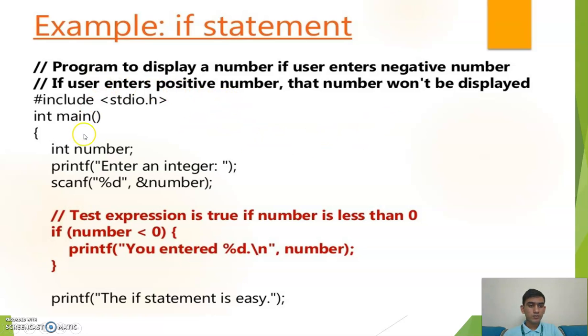See, this is the program to display a number if the user enters a negative number. If the user enters a positive number, then it won't display. So we will do it with the if condition, like #include <stdio.h>, int main, int number. We will scan it, and now this is the test expression.